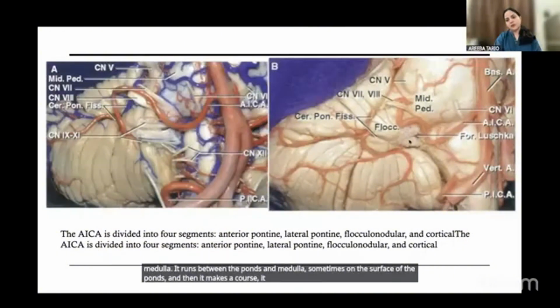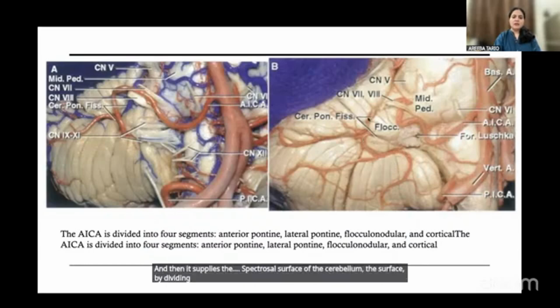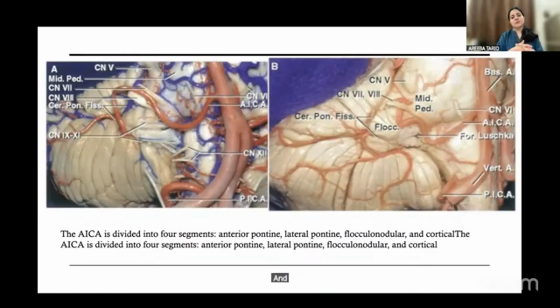It moves or touches around the flocculus, and then it supplies the petrosal surface of the cerebellum, this surface, by dividing into different branches. Again, it also has 4 segments. Now, the best way of remembering arteries is that every artery is going to have some segments, and then it's going to supply a surface.